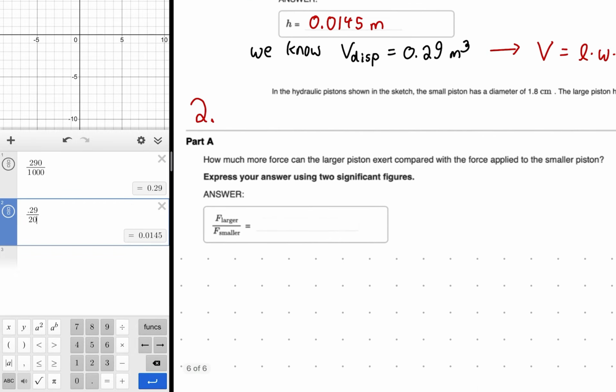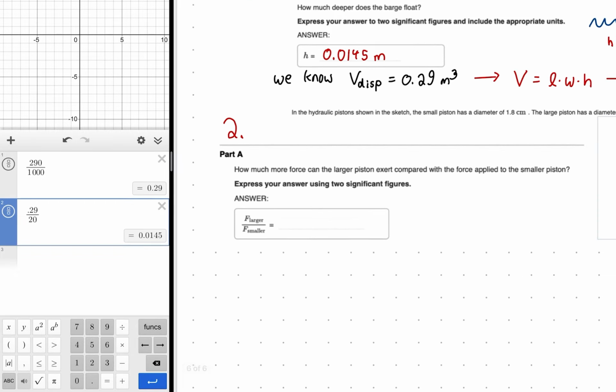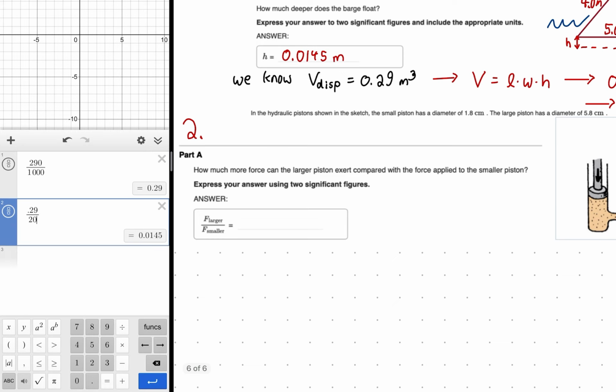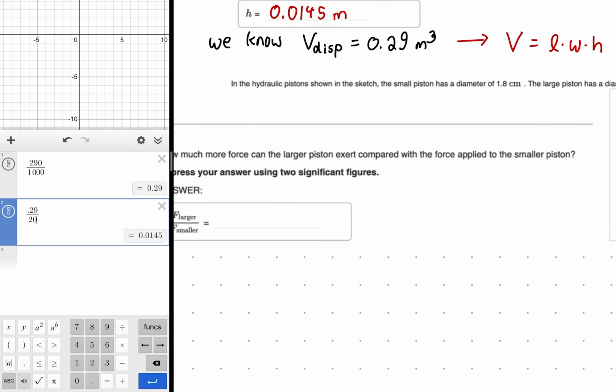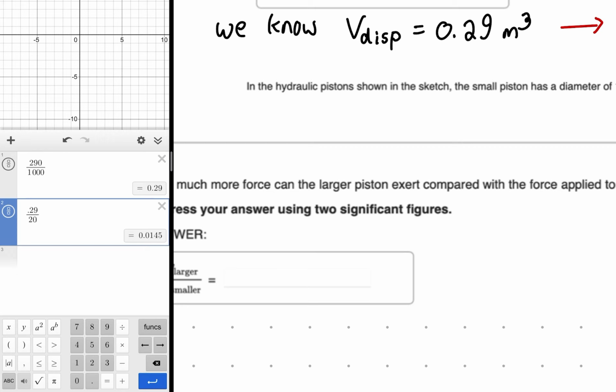All right, nice. All right, so let's quickly look at the second one. This one goes quite a bit faster. All right, so this is just Pascal's principle. That is the idea here. Let me go ahead and write that down.